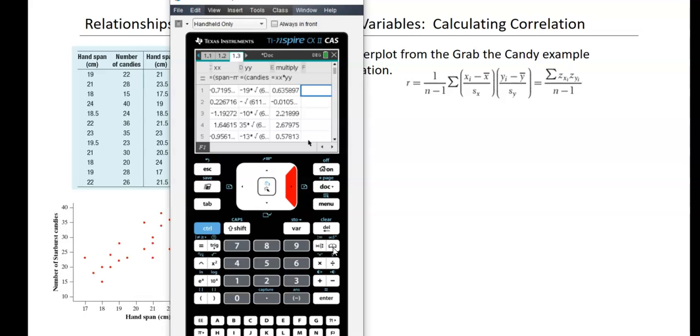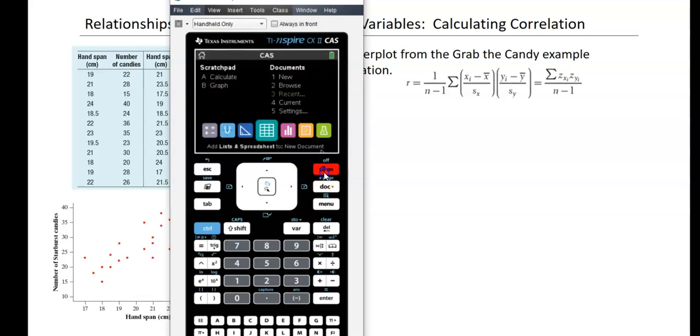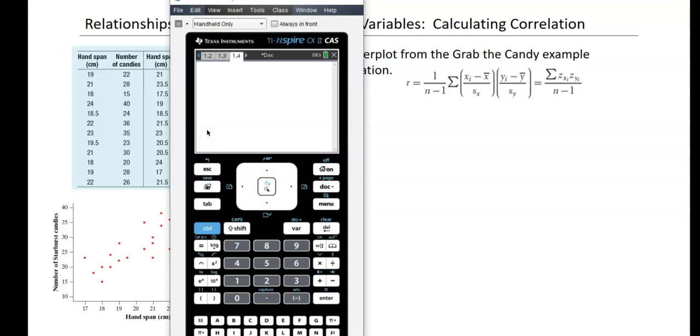Now we have to sum up each one of those multiplied totals. So I'm going to go to a calculator page and say sum of multiply, that whole column. I'm going to divide that by n minus 1. N is 24. There were 24 different pieces of data there, so 23 would be n minus 1. And I get 0.8348. So let's just remember that number.